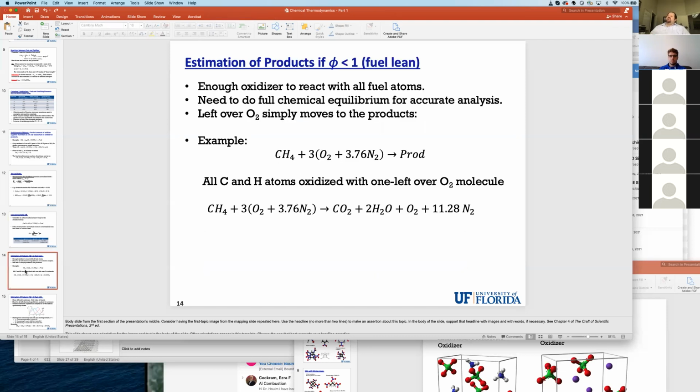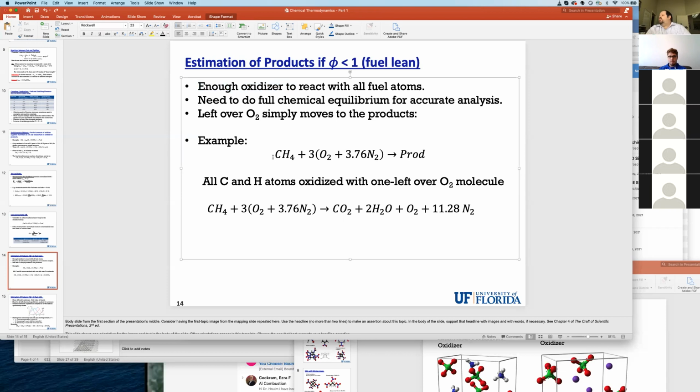Okay, so now we know how to find the products. We know how to estimate the products if we are at stoichiometric conditions. What if we're fuel lean? Well, if we're fuel lean, that means there is more than enough oxidizer to react with all of the fuel atoms, and any leftover oxygen is simply moved over to the products.